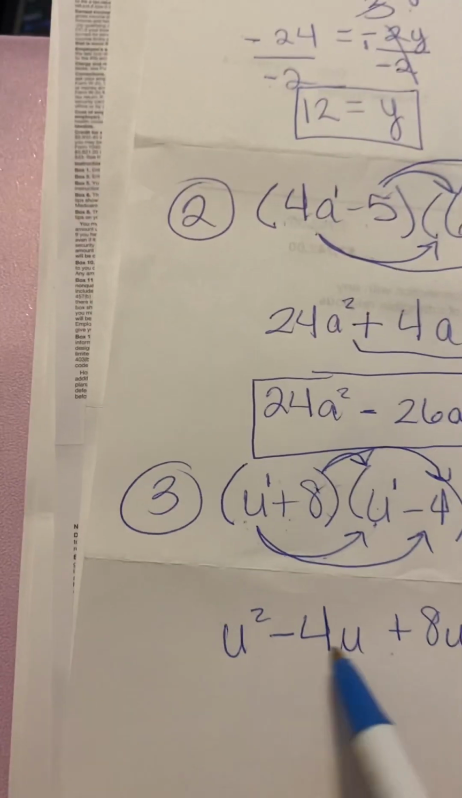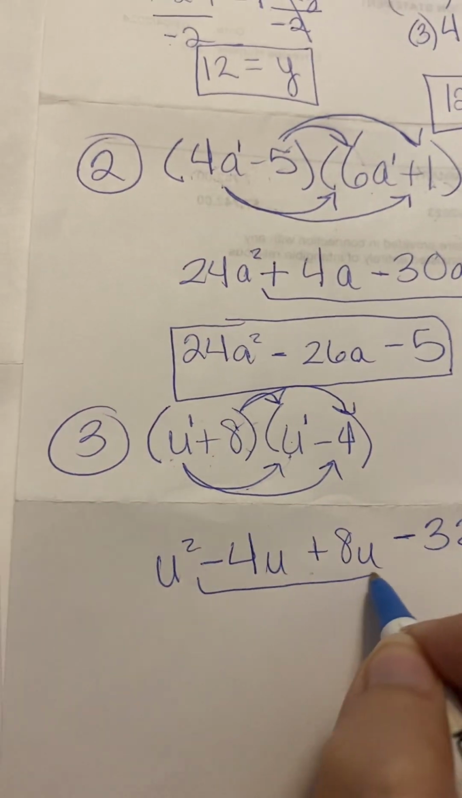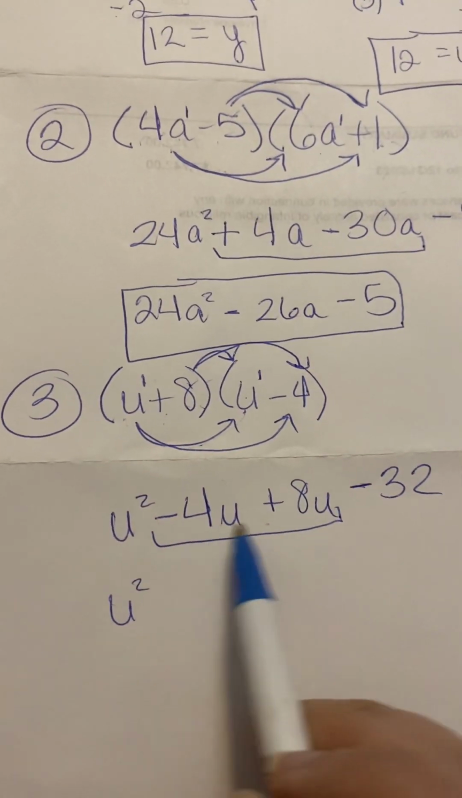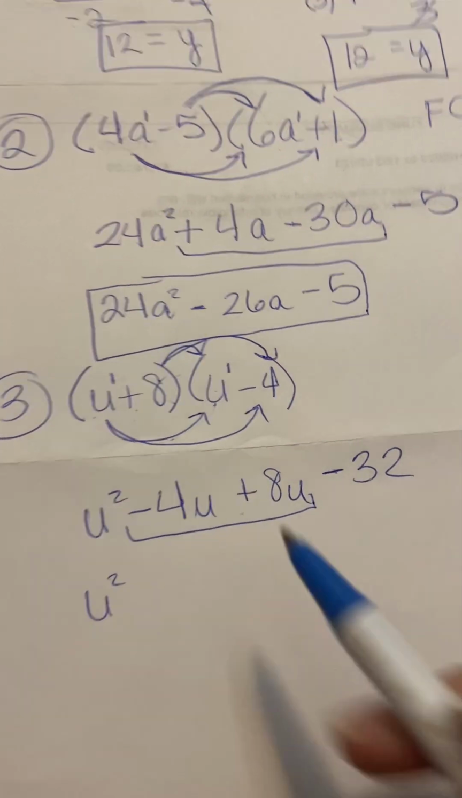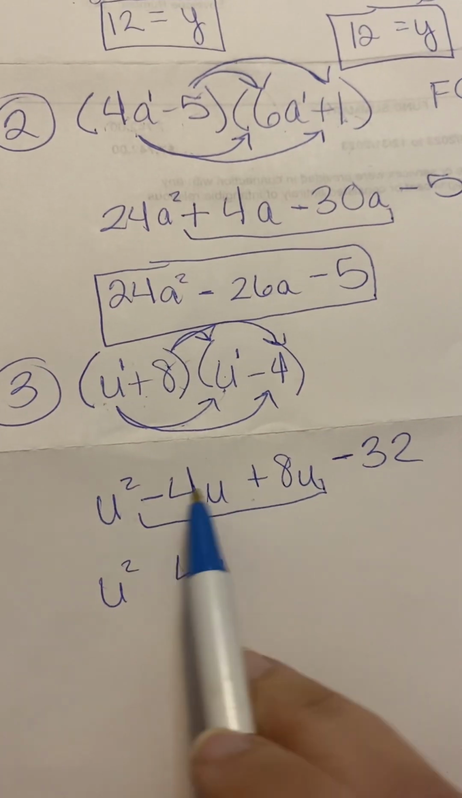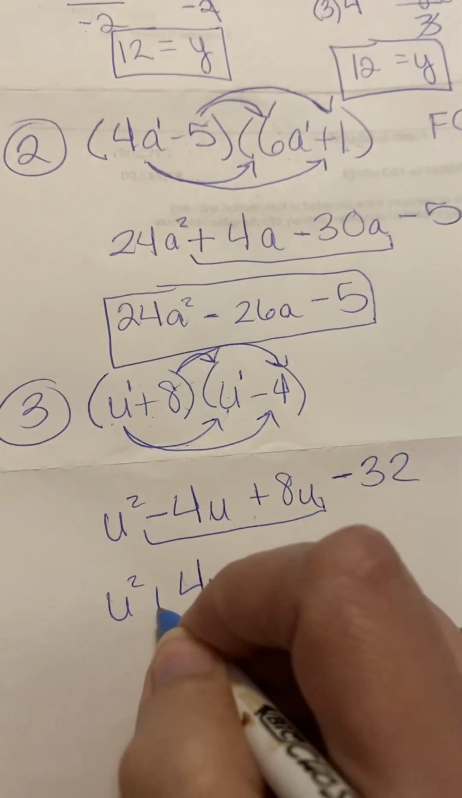When we are adding integers, if the signs are different, we're going to subtract the numbers. 8 minus 4 is 4. But we're going to take the sign of the bigger value. The bigger value here was positive.